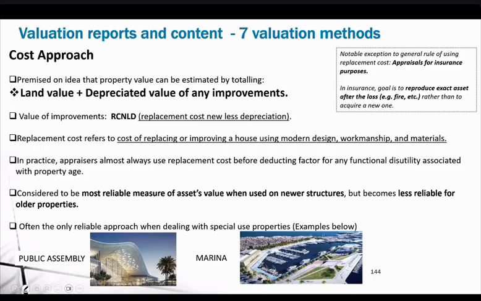Replacement cost refers to the cost of replacing or improving a house with modern design, workmanship, and materials. It's considered the most reliable measure of asset value when used for new structures, but less reliable for older properties. It's very good for valuation of special use properties, for example, public assemblies such as arenas and stadiums.